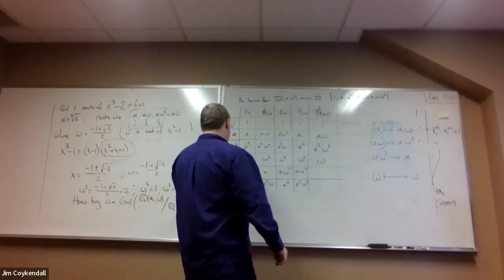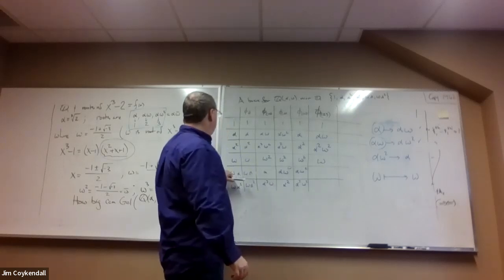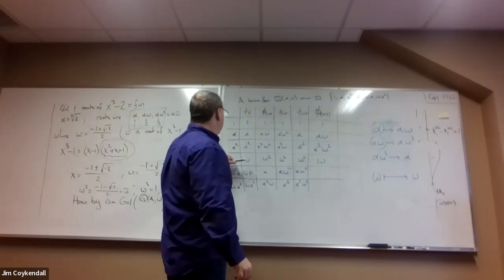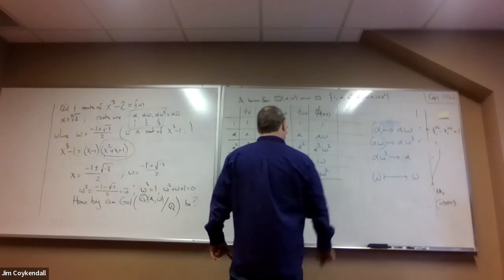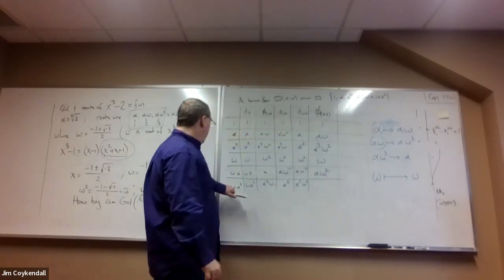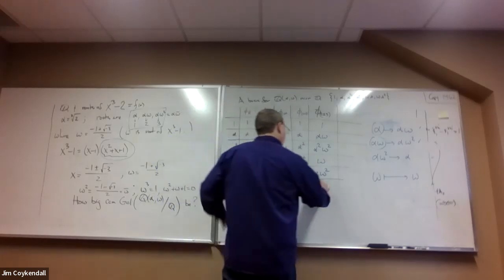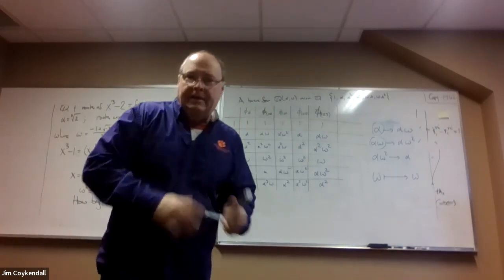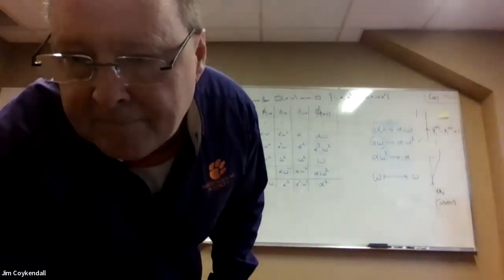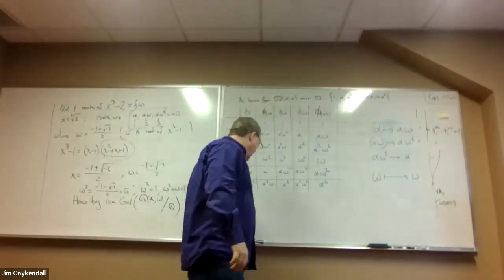So where does omega alpha go? It should go to the product of this and this, which is alpha omega squared. And how about omega alpha squared? It should go to the product of this and this, which is alpha squared. Okay, any questions on that? Okay, see if you can get the last column.